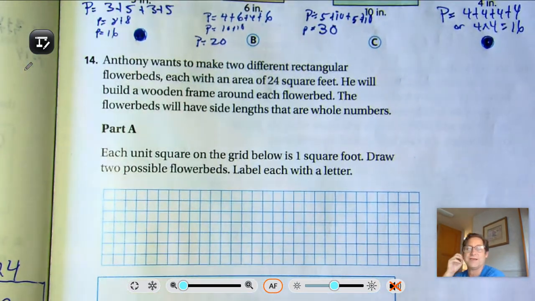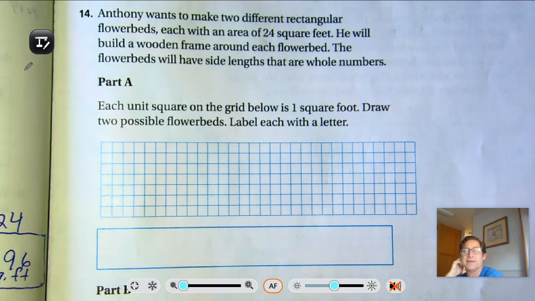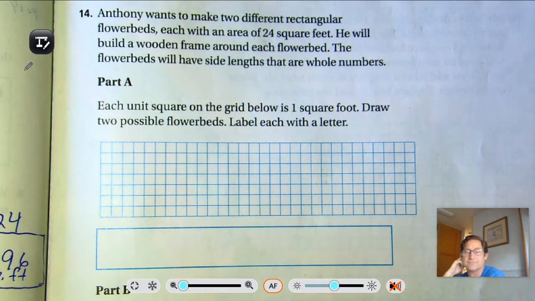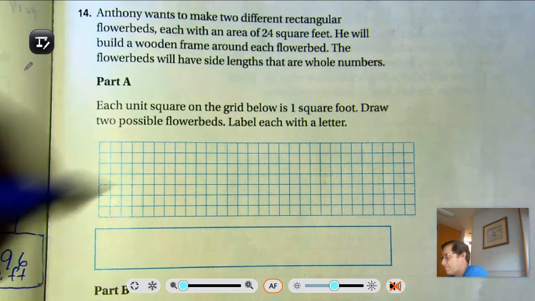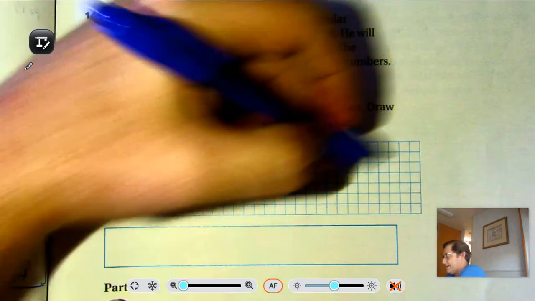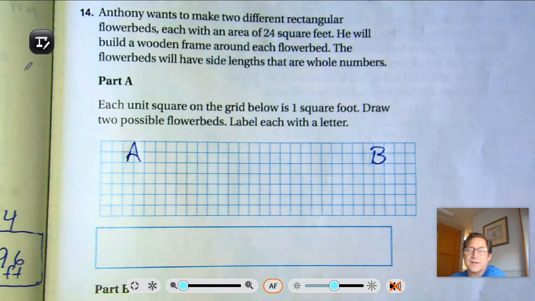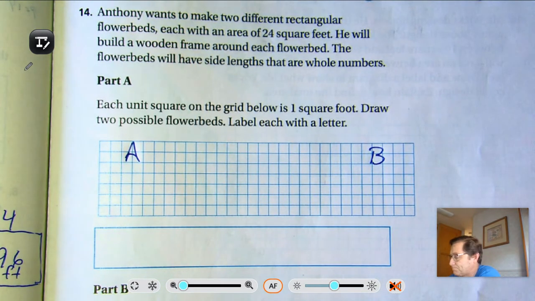14. Anthony wants to make 2 rectangular flower beds, each with an area of 24 square feet. He will build a wooden frame around each flower bed. The flower beds will have side lengths that are whole numbers. Part A. Each unit square on the grid below is 1 square foot. Draw 2 possible flower beds. Label each with a letter. So, I don't know, let's call this one A, and then we'll do B over here. Area of 24.